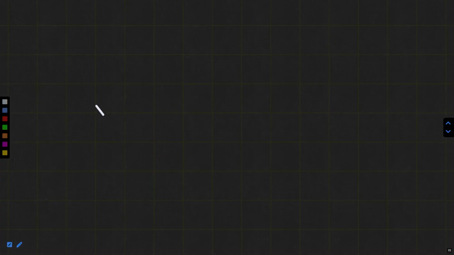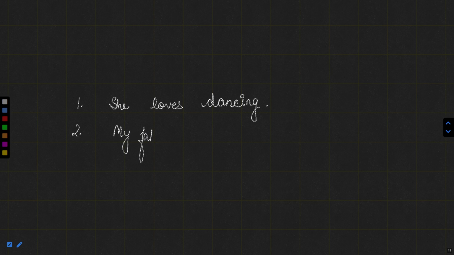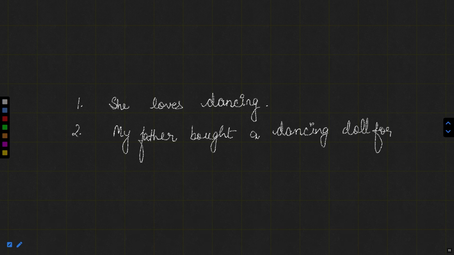If I say that she loves dancing. Now, this is a sentence. Another sentence is, my father bought a dancing doll for me. Now, let us have one more sentence. She is dancing.